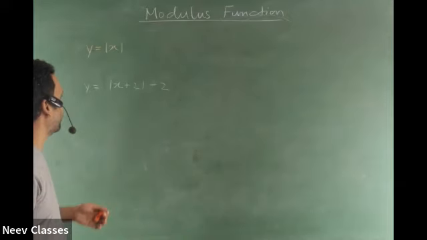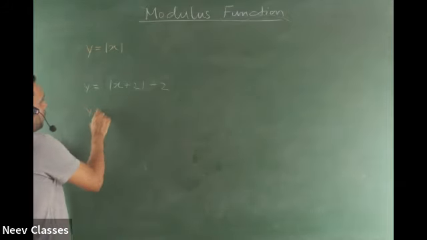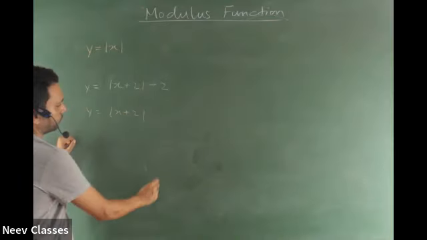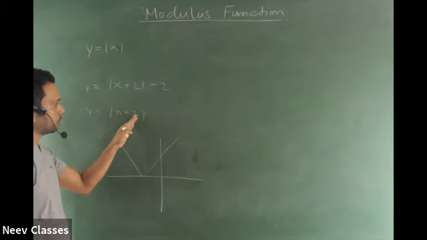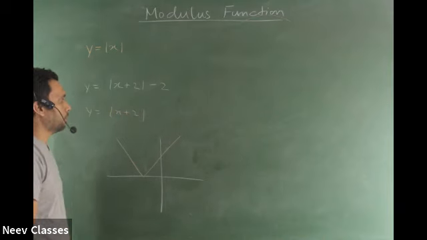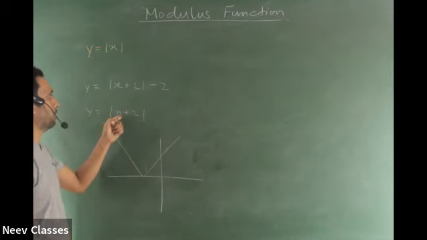Yes. So you will say that first you will try y is equal to mod of x plus 2, right? How will this graph look? The orange graph will be shifted 2 units to the left. So it's the mod graph 2 units to the left side, right? It's x plus 2 instead of x, right?